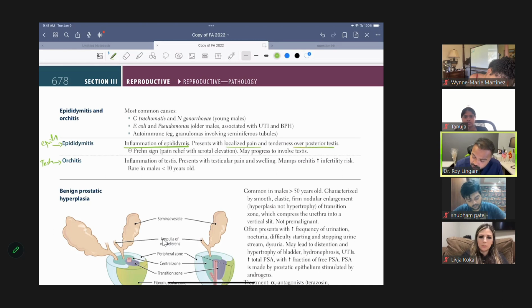Tenderness over posterior. Look at that posterior testis, upper and posterior testis. So by the symptoms, you should know where the problem is. Is that clear, folks?